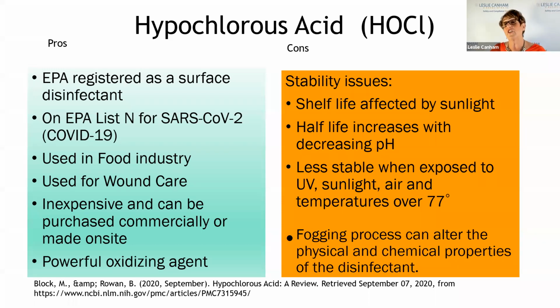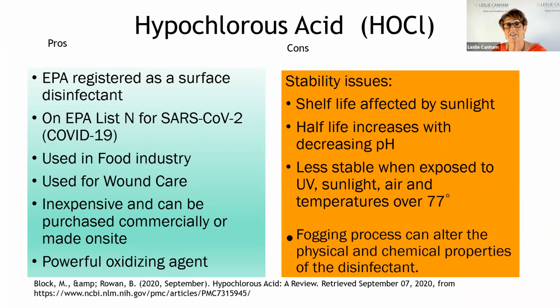However, the cons are that it does have some stability issues. The shelf life is affected by sunlight. The half-life increases with decreasing pH. It's less stable when it's exposed to UV light. So if you have UV light that you're using at your practice, that might diminish the efficacy. So make sure that hypochlorous acid, if you have it in a spray bottle, is someplace away from the direct line of the UV light. And then sunlight, air, and temperatures over 77 degrees.